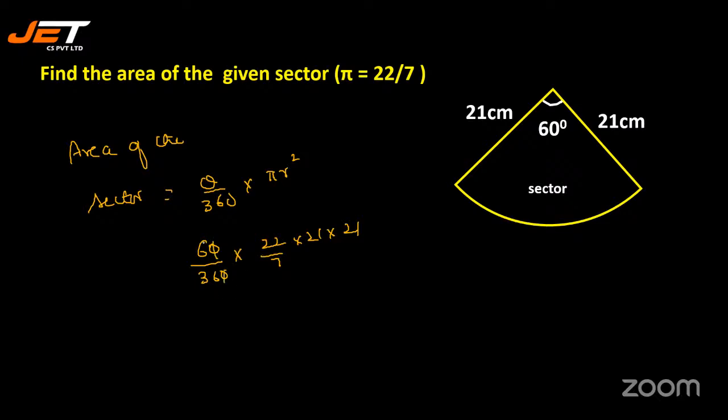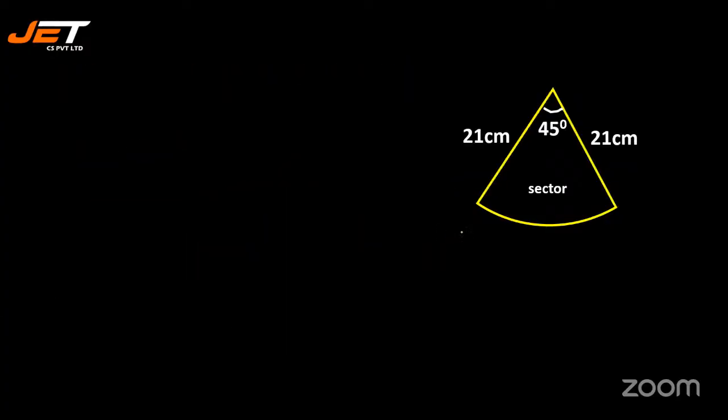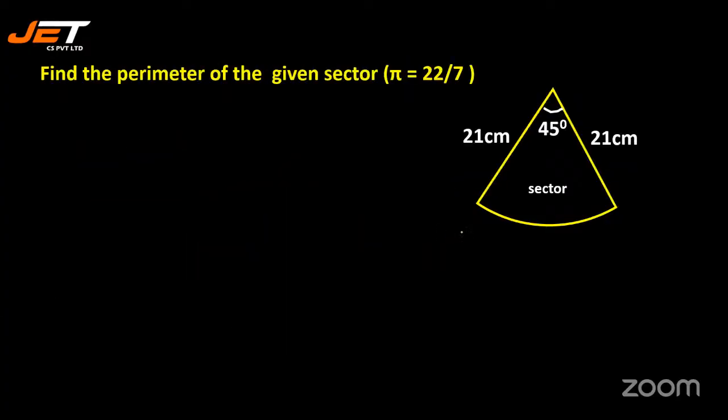So 6 ones are 6, 6 twos are 12. 7 ones are 7, 7 threes are 21, 3 ones are 3, 2 ones are 2, so 11 into 21. So 231. So it is 231 centimeter square. Right. Now the question is find out the perimeter.